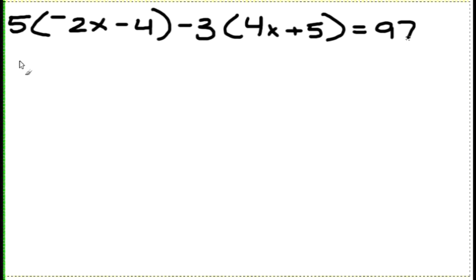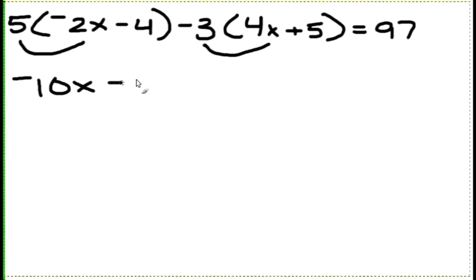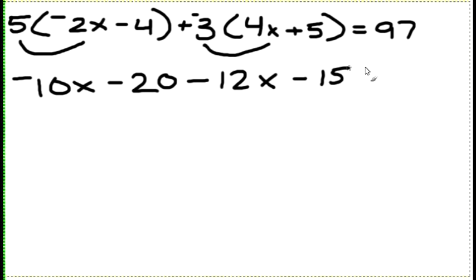So first thing you have to do is you have to distribute out the 5 and the 3 into what's in the parentheses. So you get negative 10x minus 20. And then just to be safe, you probably want to make that into a plus and then negative 3 just so you don't get confused with any of this. And then you can get negative 10x minus 20 minus 12x minus 15 is equal to 97.